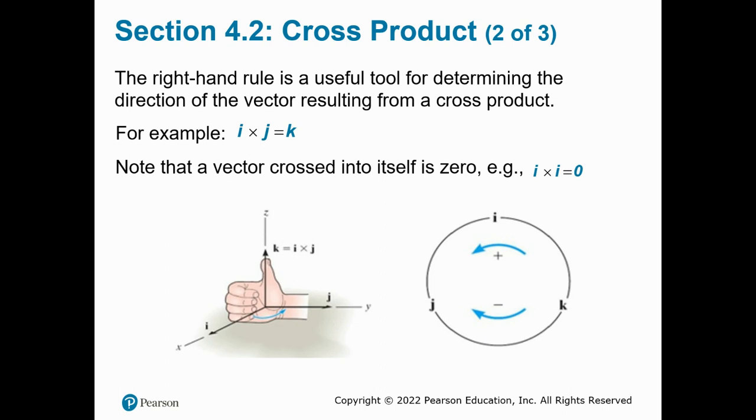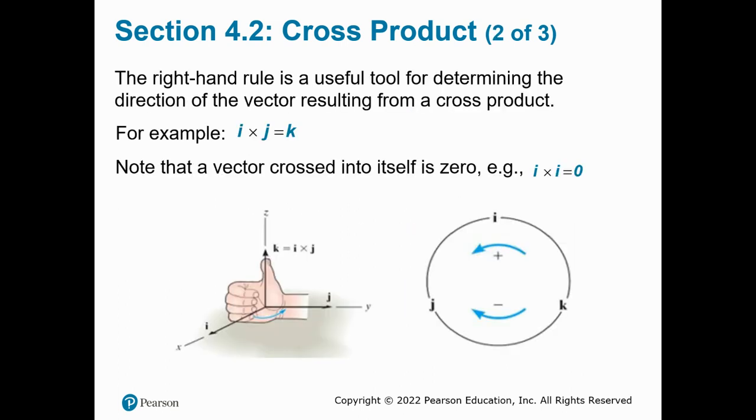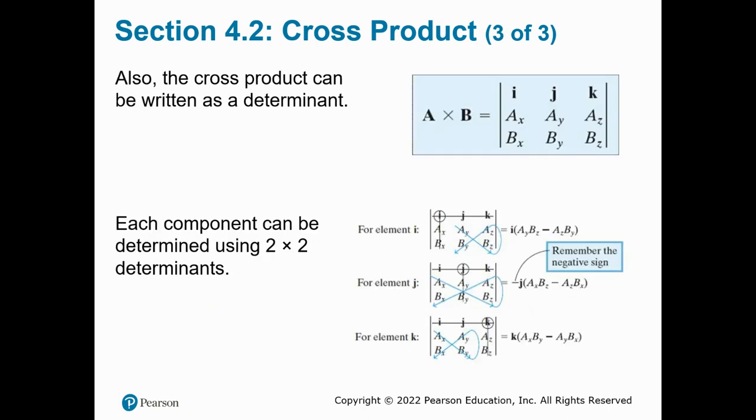Notice that the cross product is different from the dot product that we talked about in the last few videos. When I cross i with i, j with j, k with k, anything that you cross with itself will be zero. One more time, a vector crossed into itself is going to be zero. This is totally opposite to the dot product. Only i cross j gives you k, j cross k gives you i, etc.